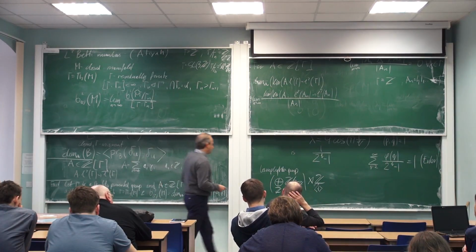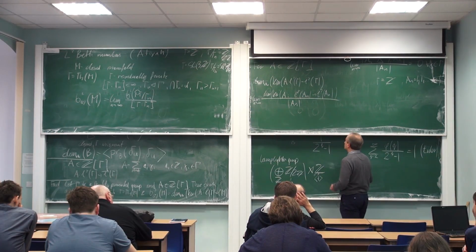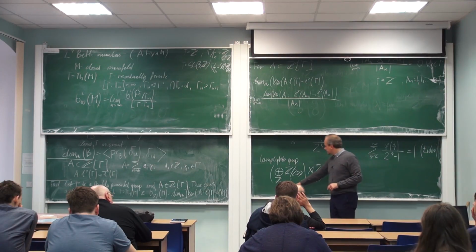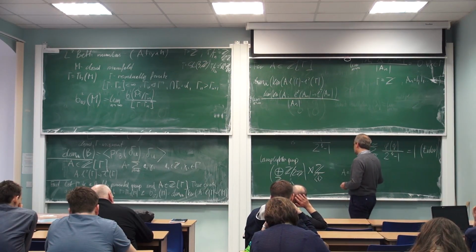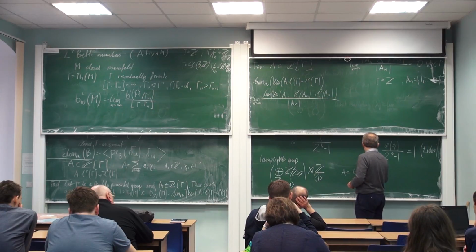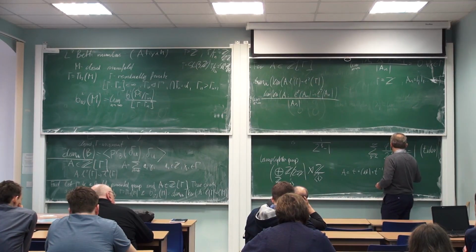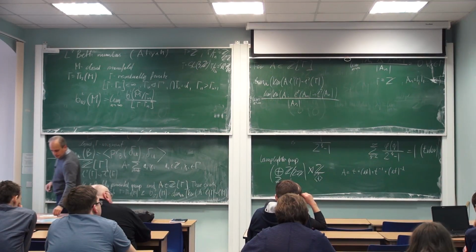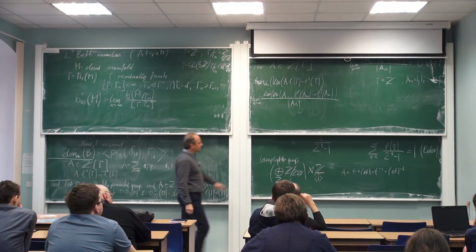Now, consider the following element in the group algebra. What would be natural to take is A plus T and the inverses. What we'll do instead is take T plus AT plus T inverse plus AT inverse. This is the element in the group algebra that we consider.